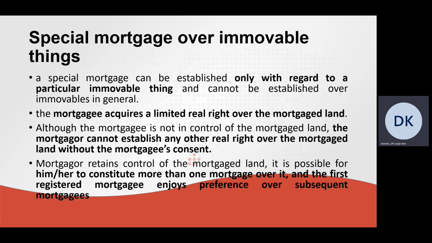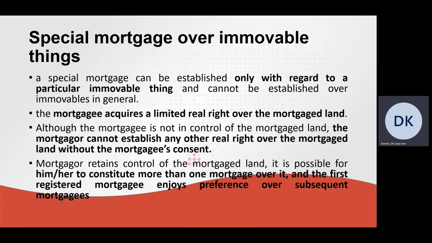A special mortgage can be established only with regard to a particular immovable thing and cannot be established over immovables in general. The mortgagee acquires a limited real right over the mortgaged land. Although the mortgagee is not in control of the mortgaged land, the mortgager cannot establish any other real right over the mortgaged land without the mortgagee's consent.